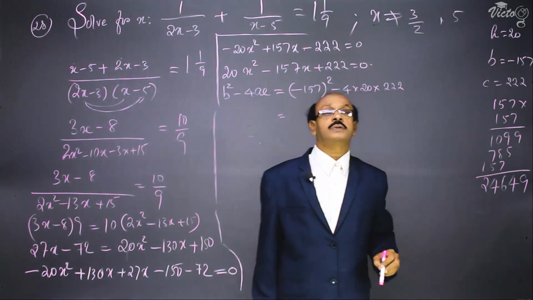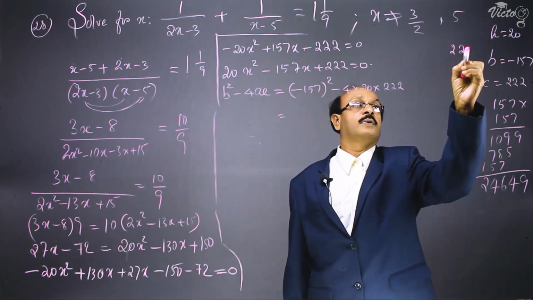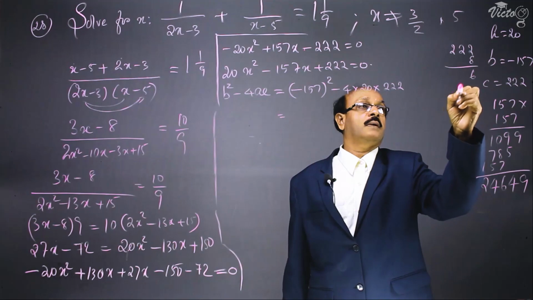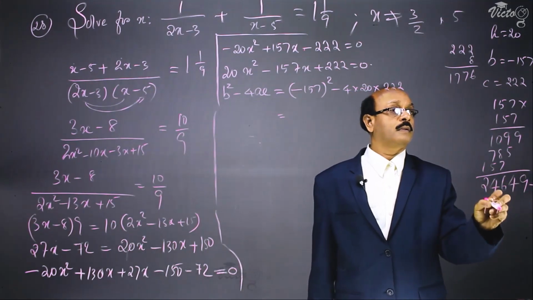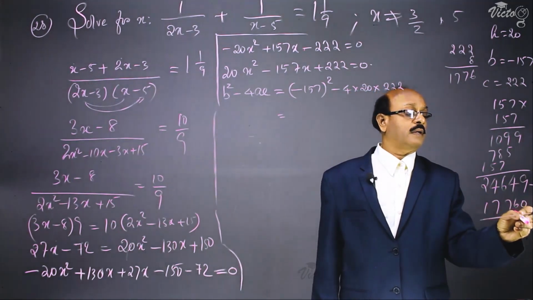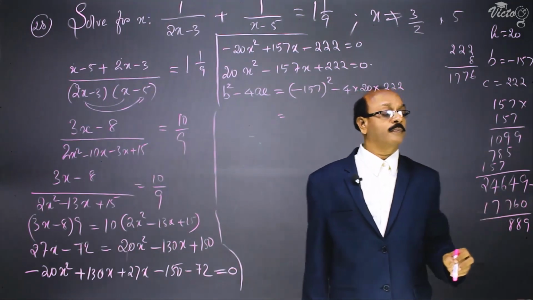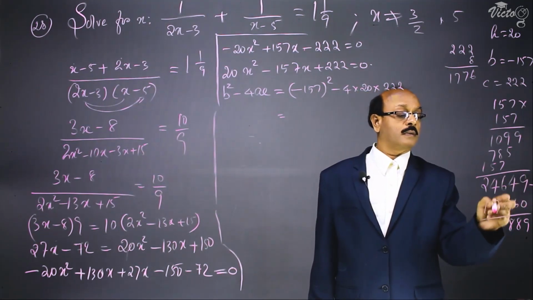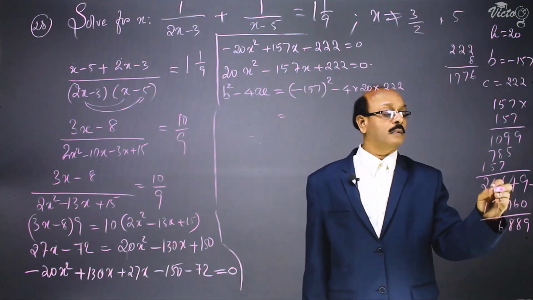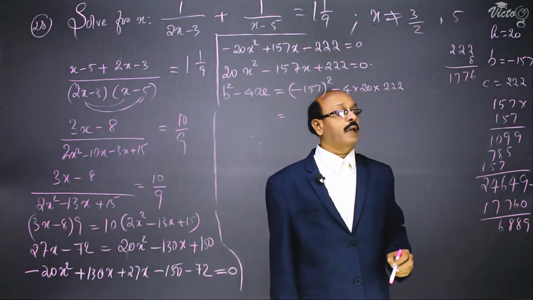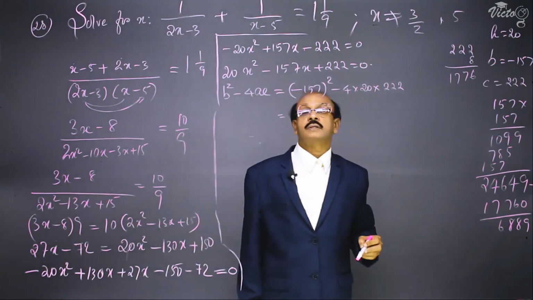Now we have to find out 4 into 20 into 222. For that, 222 into 8 is 1776. Subtracting 24649 minus 17760, we get 6,889. We can check whether it is a perfect square or not.